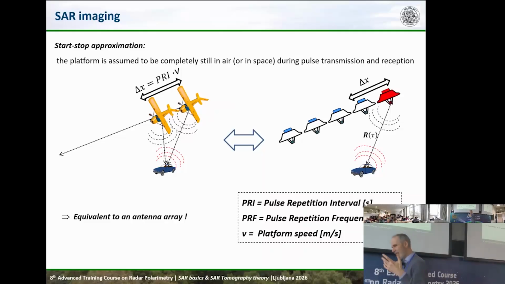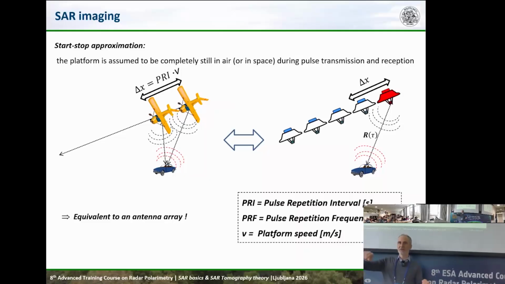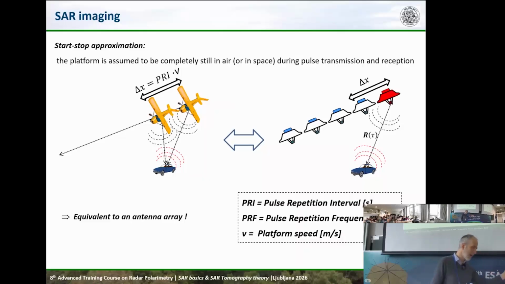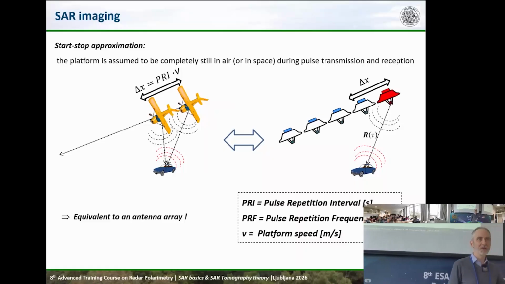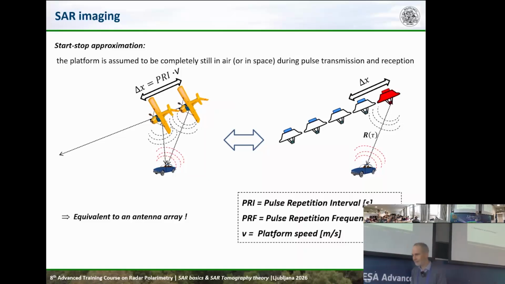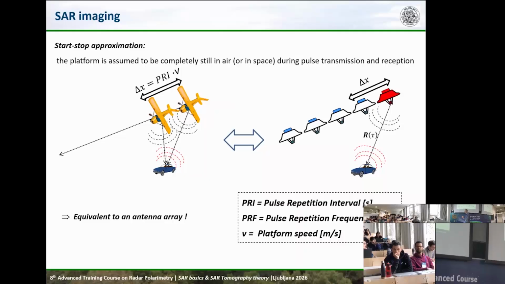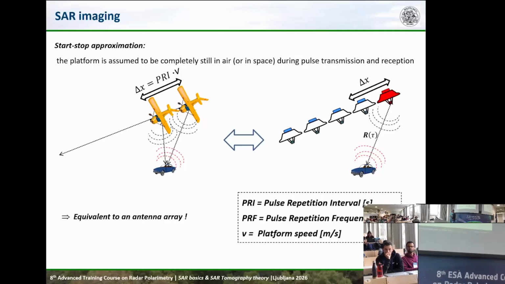Now, take the case of a satellite. It flies continuously. So if it transmits for 10 minutes, it means that it keeps transmitting for hundreds of kilometers or even thousands of kilometers. Does that mean that the equivalent array is 1,000 kilometers long? This is the question. It actually doesn't mean this.